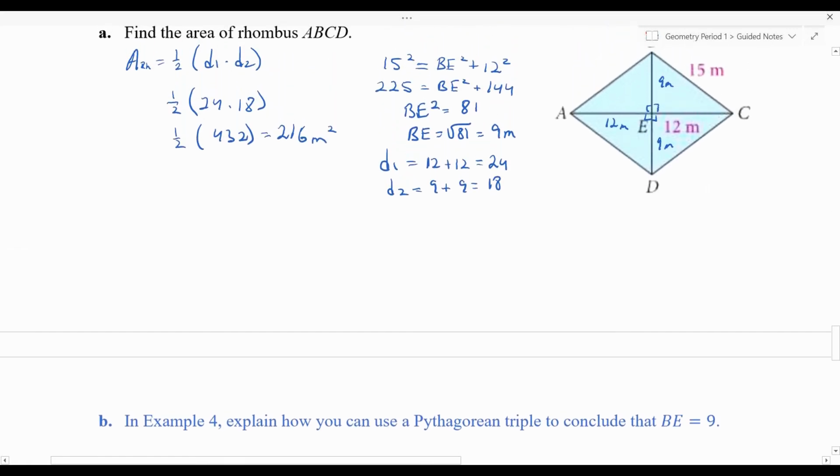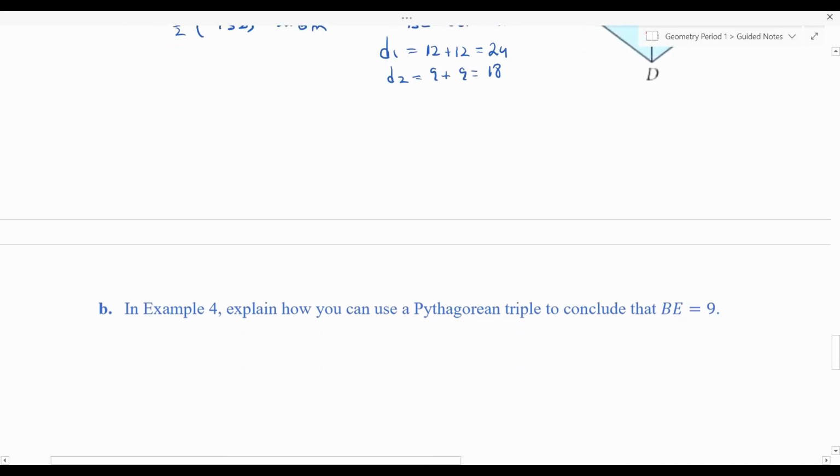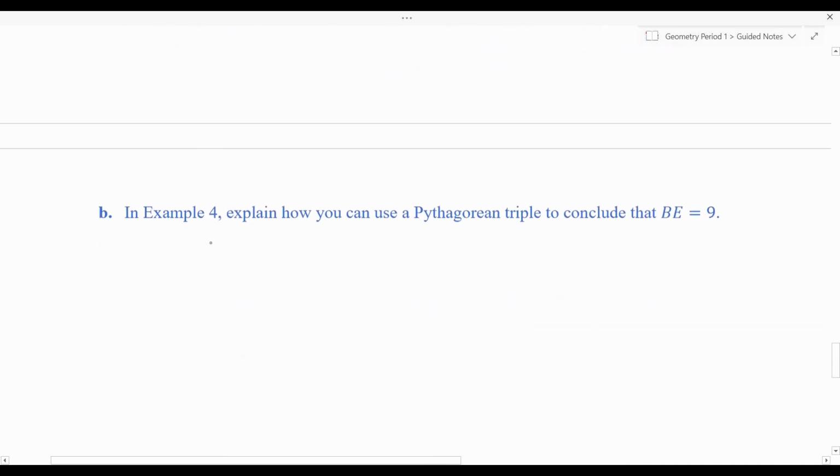So we're taking a look at the diagram, and I should have left that on screen, but it's right there. How else could I have found that BE right here was 9 without having to use the Pythagorean theorem? I'm going to move it and redraw that triangle right here. So we have our triangle like so, and this is going to be our length BE right here, and we know that this is our 12 and this was given to us to be 15.